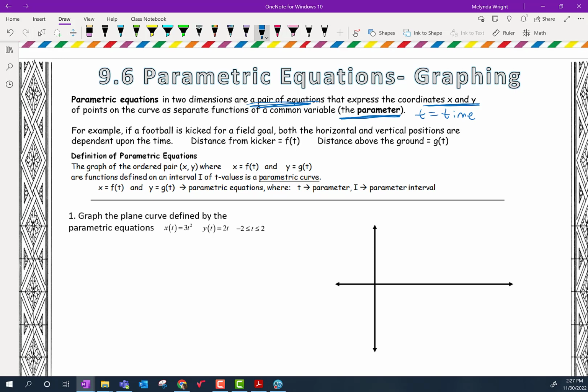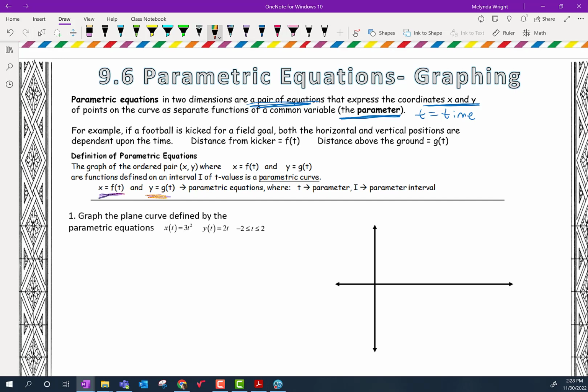So what does that mean? Let's take a look at what the set of ordered pairs looks like. We would have x equals f, a function of t, and y equals a function of t. So the x and the y are represented as functions of t. That's a parametric equation. It's actually a set. It includes 2 equations, an x equation and a y equation.